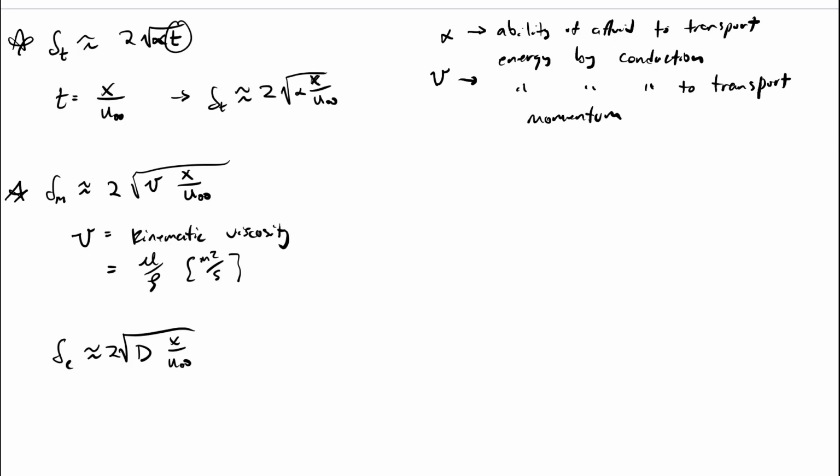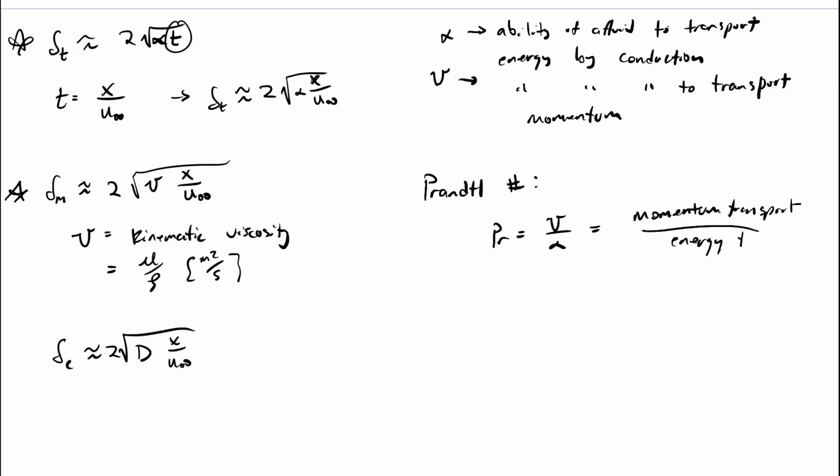Those 2 things for a given fluid, we can actually compare them directly to each other. And that ends up being a really useful property. The comparison of those things is called the Prandtl number. The Prandtl number is defined as the following. It is nu divided by alpha. So it's our ratio of momentum transport divided by energy transport.